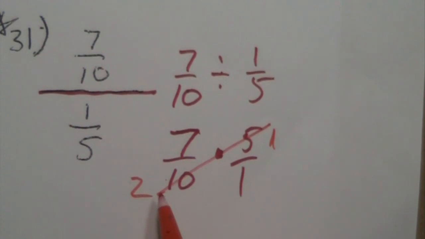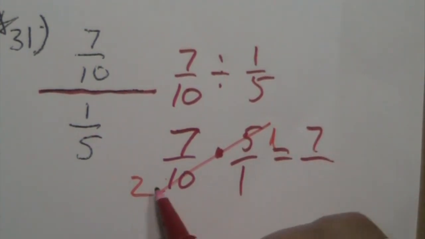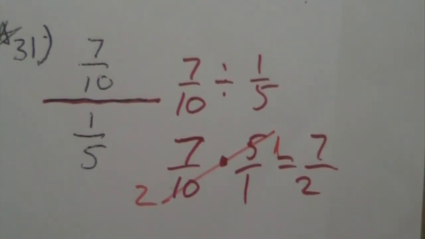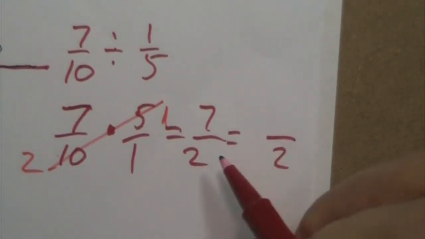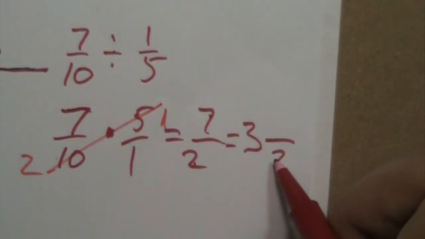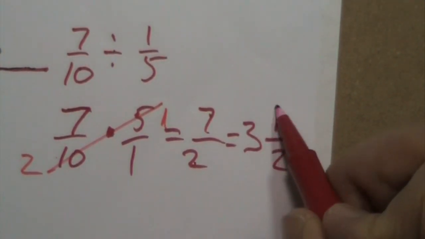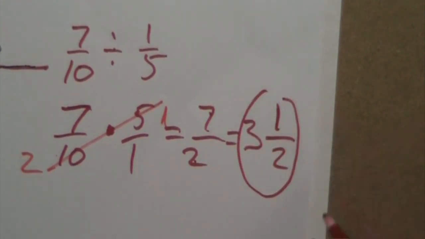This is now a 2. It's not a 10 anymore. We reduced it. I multiply straight across, 7 times 1, 2 times 1, excuse me, and that can be reduced because 2 will go into 7 3 times. That's 6. 2 times 3 is 6, and 1 more will make 7. And there's your answer.